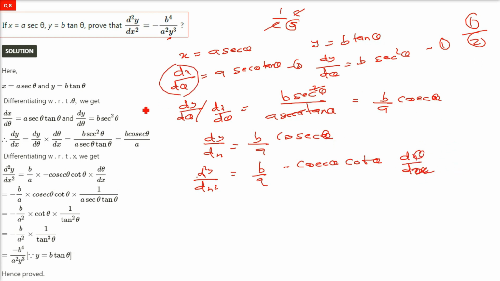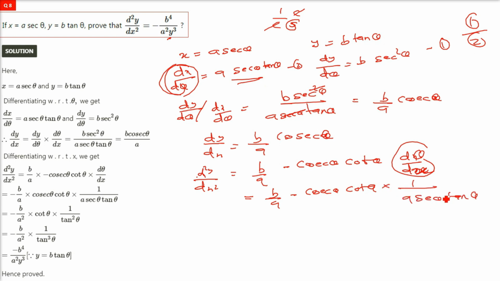Now you come here. D theta by dx, you already have dx by d theta. So in order to get d theta by dx, you have to take the reciprocal. So write everything like that: b by a minus cosec theta cot theta, and in place of d theta by dx, just replace it by the reciprocal of a sec theta tan theta. So I am just writing it in the denominator: 1 by a sec theta tan theta. So this is what you got.